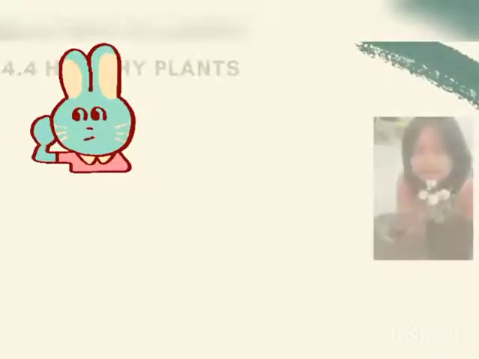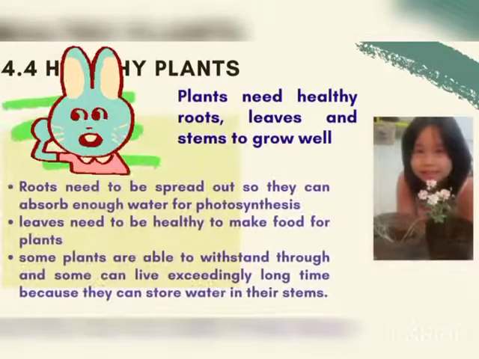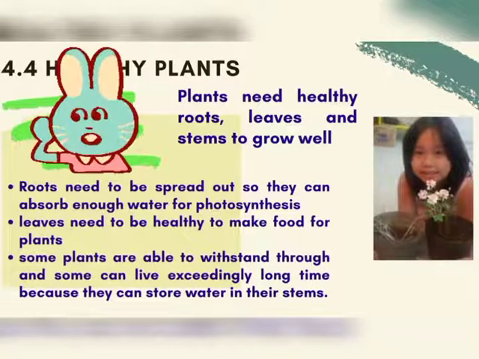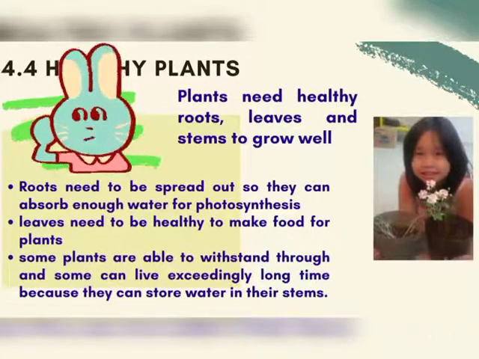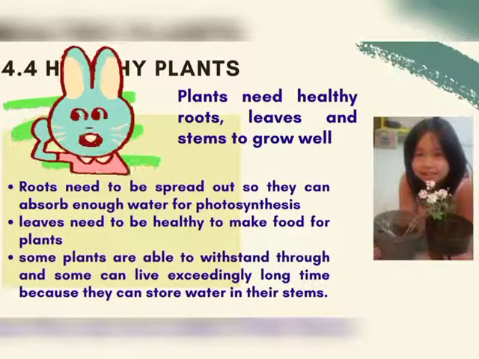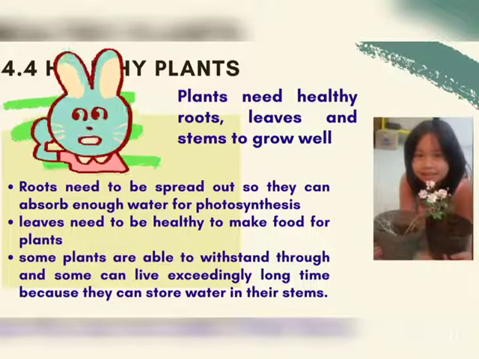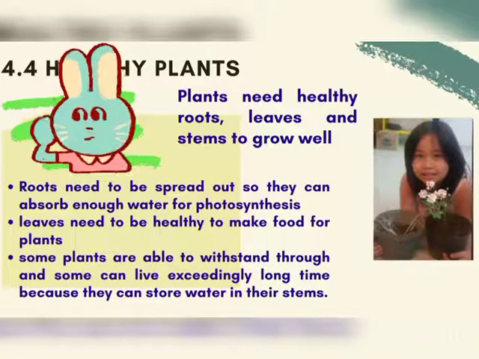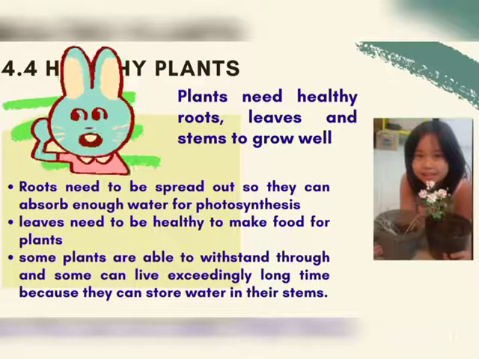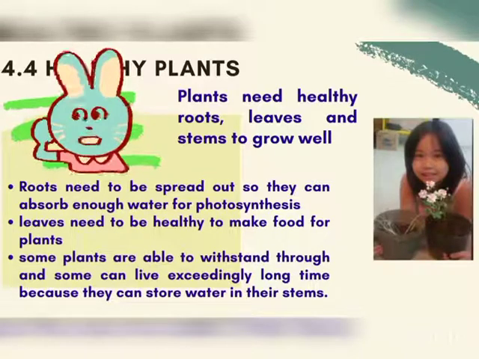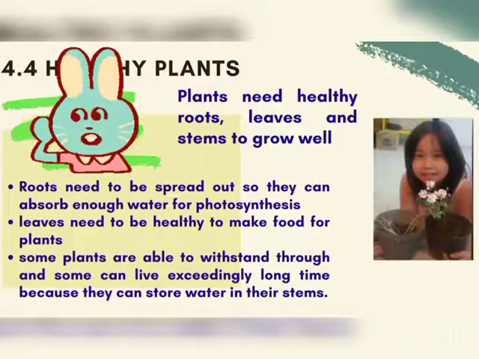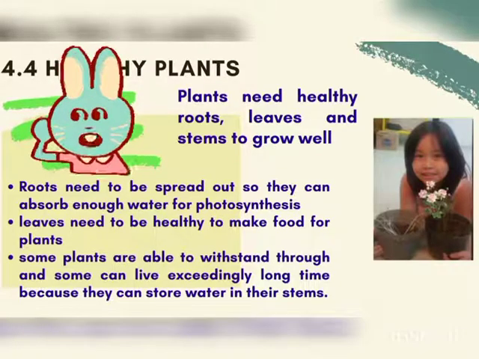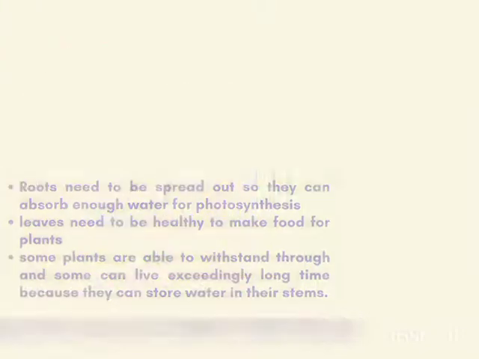How do we keep a plant healthy? Plants need healthy roots, leaves, and stems to grow well. Roots need to be spread out so they can absorb enough water for photosynthesis. And leaves need to be healthy to make food for plants. Some plants are able to withstand drought and can live an exceedingly long time because they can store water in their stem.